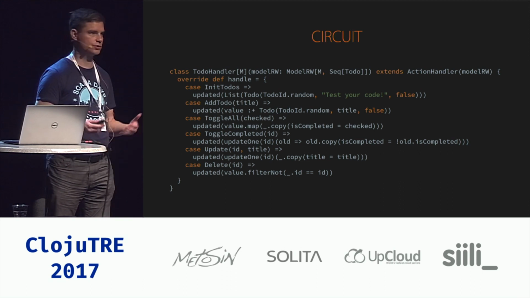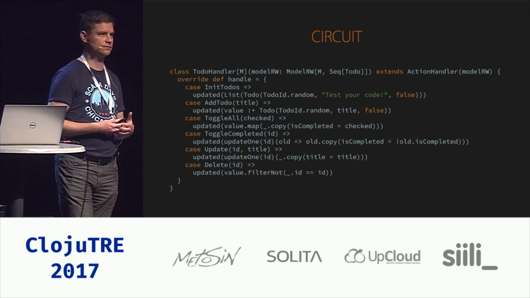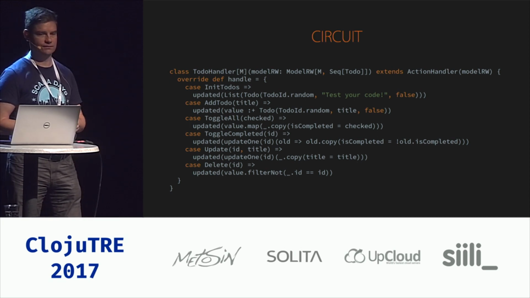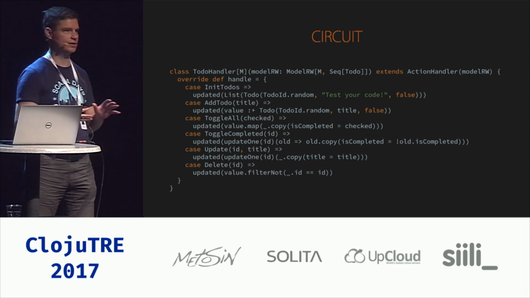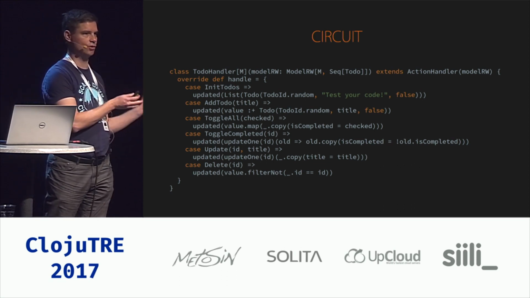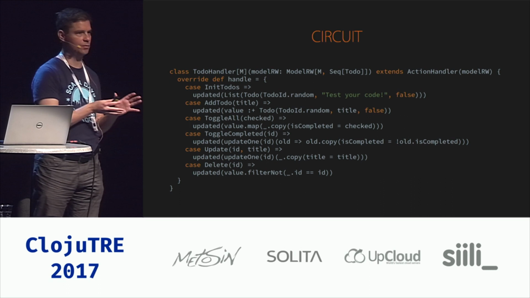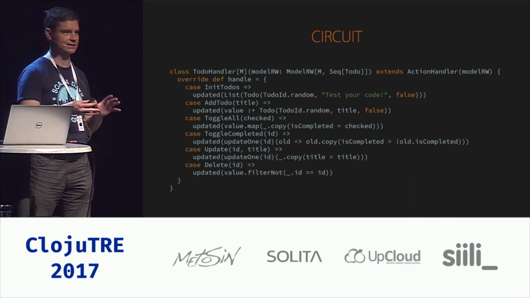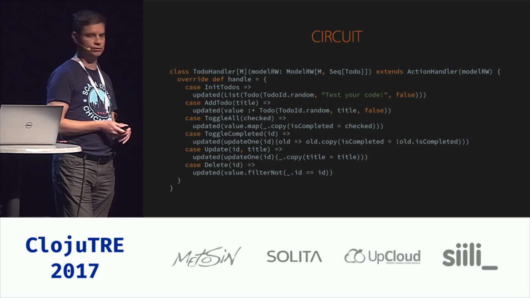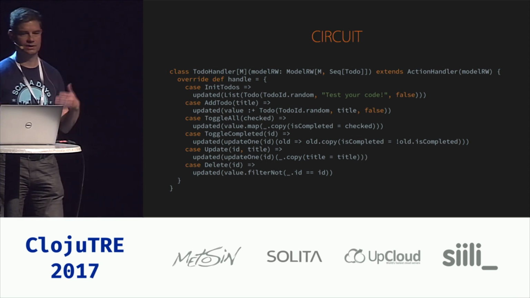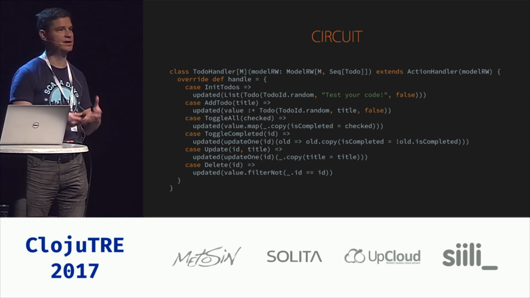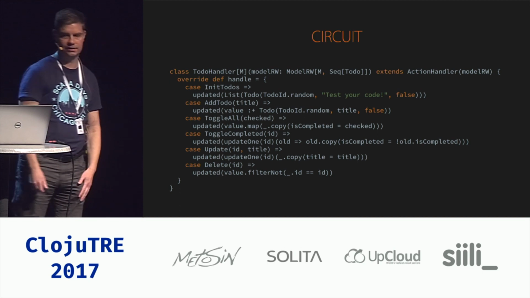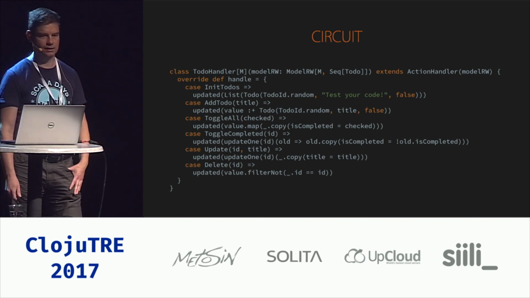Within the circuit, you then define handlers for your actions, what you want to do when you receive an action. And this handler doesn't really care about the application model as a whole. It just sees a very small part. It's like using a lens. This model RW is pretty much like a lens. It just sees that sequence of to-dos. When you add a new to-do, it just updates that sequence, and then the Diode framework takes care of updating the actual application model.